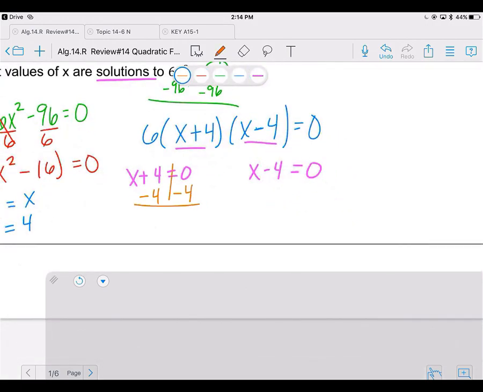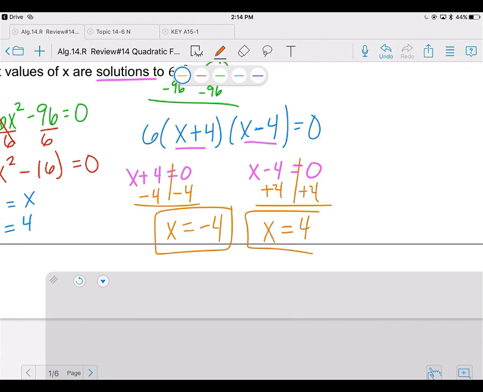So I subtract 4, x = -4. On the right side, I add 4, so x = +4. So x can equal positive or negative 4.